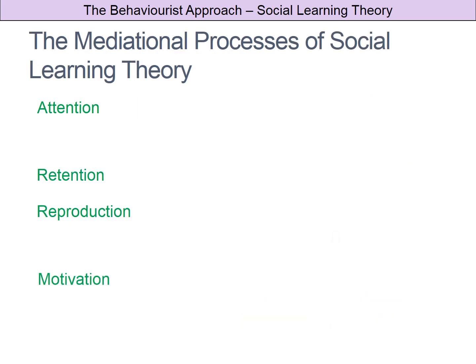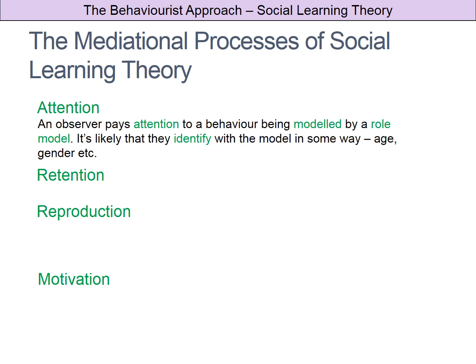So mediational processes then of social learning theory. This really means the things that need to take place, or the things that need to be in place, in order for imitation to happen, or in order for a behaviour to be learned. So the first one is attention, and that is pretty much exactly what it says. You have to attend to the behaviour that's being performed. So the observer pays attention to the role model.